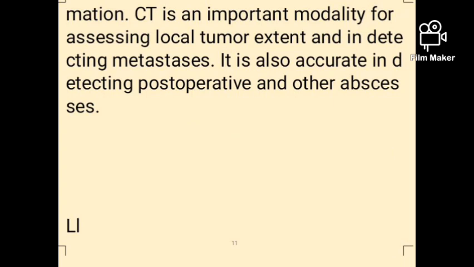CT is a very important modality for assessing local tumor extent, and it helps you also to detect metastasis, and it is accurate in detecting some post-operative conditions like post-operative abscesses and other forms of abscesses.